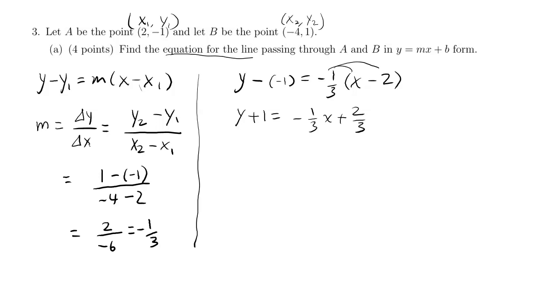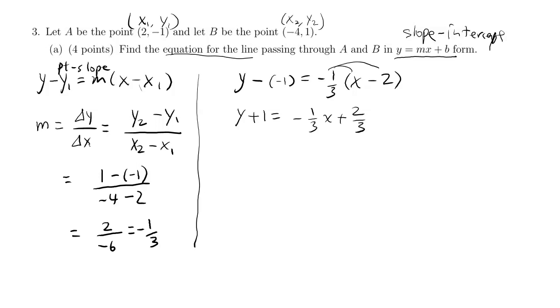Now, sometimes the question says, write your answer in point slope form. Then you can just stop right here. But this question was asking for the slope-intercept form. Right? This is what we call the slope-intercept form. So we actually have to solve for y to complete this question. So this is what we call the point slope form. This is slope-intercept form, and the question is asking for a slope-intercept form.